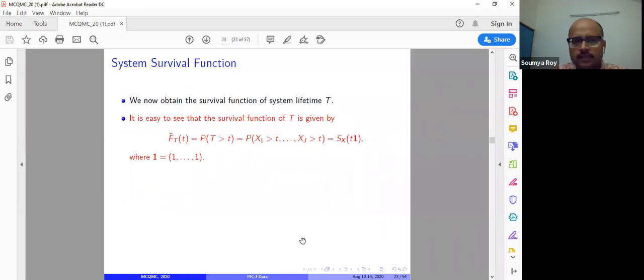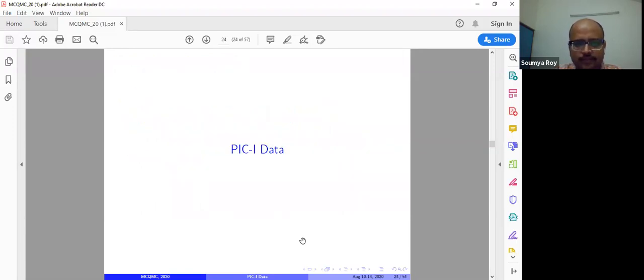Now, coming to the system survival function, it is extremely easy to write. If we denote the system survival function by F-bar t, it can be easily shown that this can be written in terms of the joint survival function S_X.